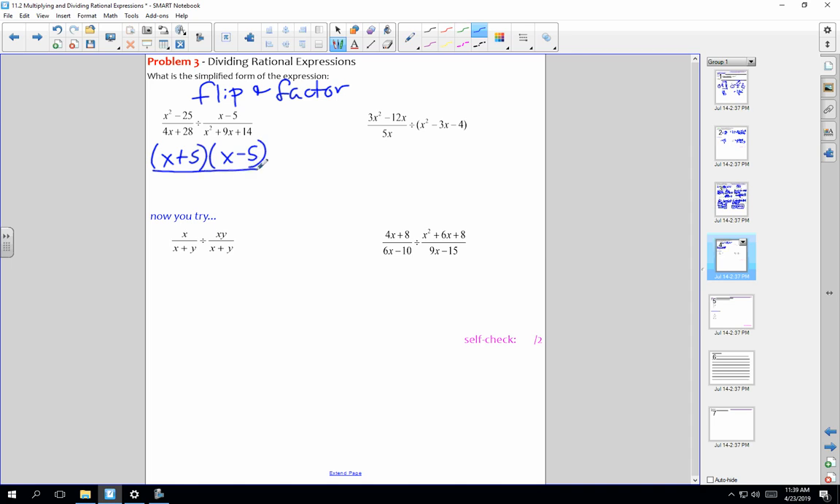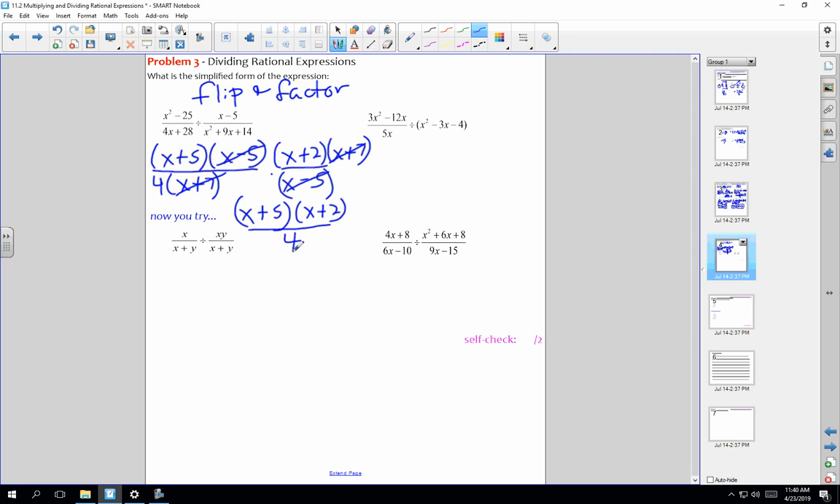4x plus 28. Notice there's no x squared in there. There aren't 3 terms. It's a GCF factoring. 4 and x plus 7. And then I've got the x minus 5 moves to the bottom. X squared plus 9x plus 14, a quadratic trinomial, factors as x plus 2, x plus 7. Go ahead and do your simplifying. So the final solution would be x plus 5 times x plus 2 over 4.